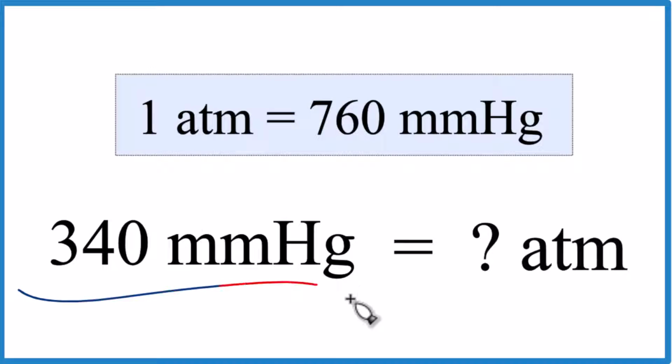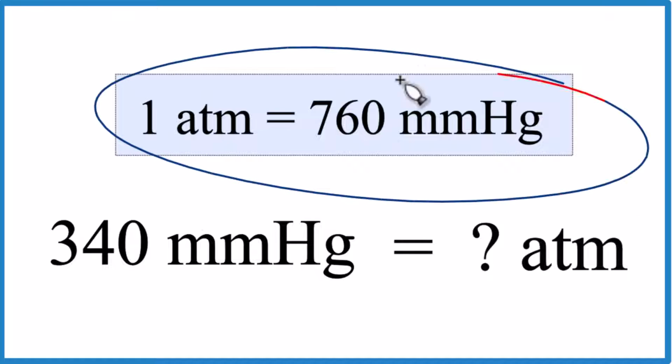Let's convert 340 millimeters of mercury to atmospheres. Here's how we do it. So we need to use a conversion factor. And the conversion factor we're going to use is 1 atmosphere equals 760 millimeters of mercury.